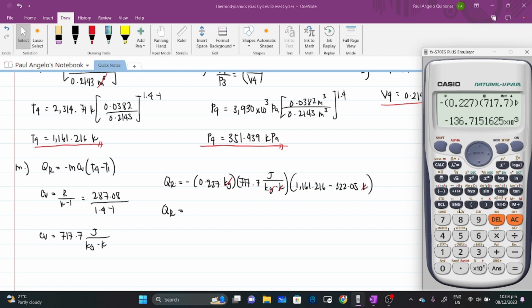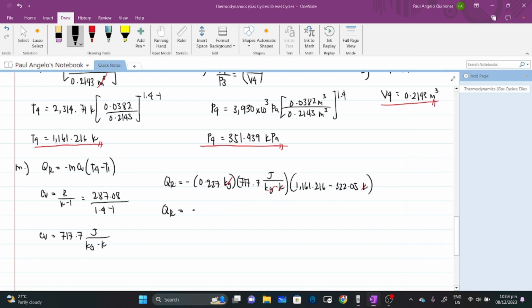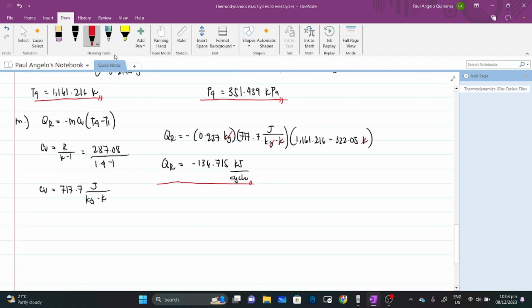So we have the value of heat rejected, that is negative 715 kilojoule per cycle. Okay, so it is per cycle because heat addition is given in kilojoule per cycle. So now that we have QR, let's proceed.